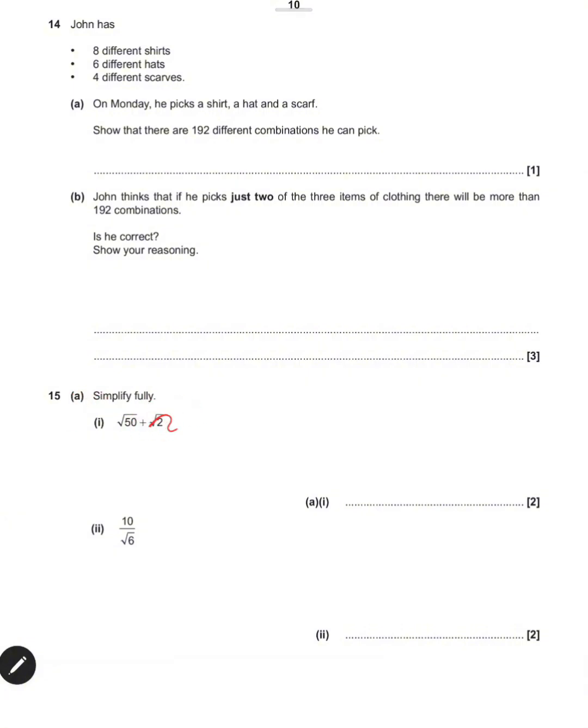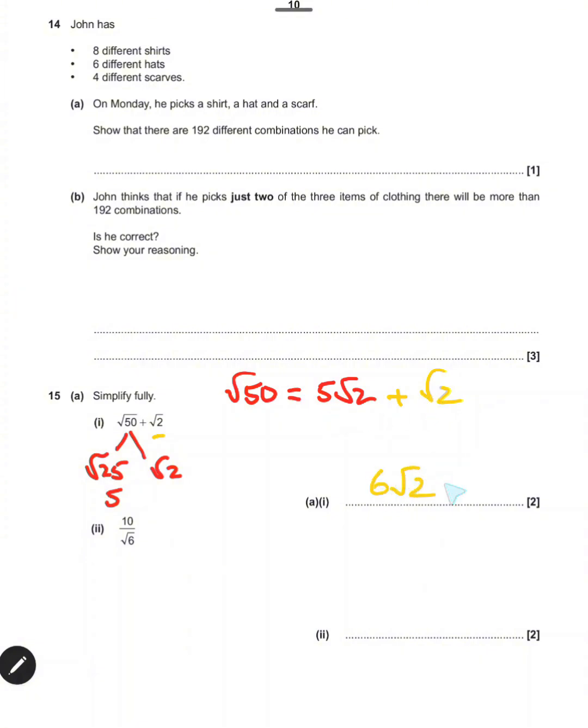Question 15 is simplifying surds. We should know that root 50 can be broken down into root 25 times root 2, just because 2 25s are 50. Why would we do this? Well, we know the square root of 25 is 5. So root 50 is actually 5 root 2's. And we're going to add on another root 2. 5 root 2's, add another root 2 is 6 root 2's.